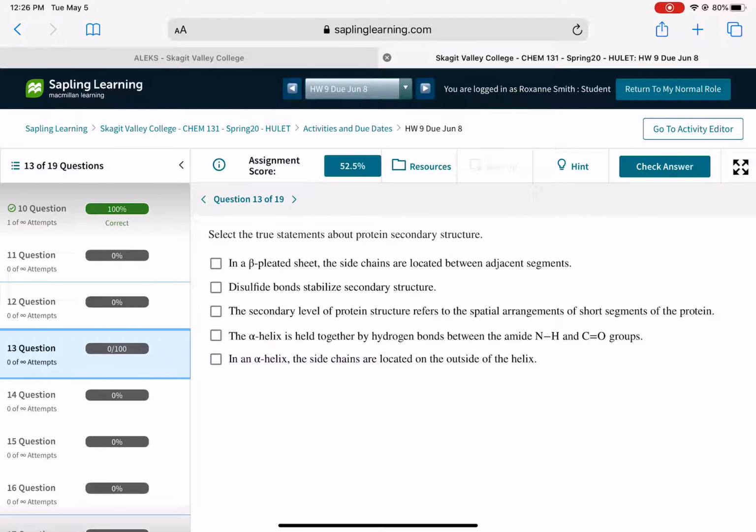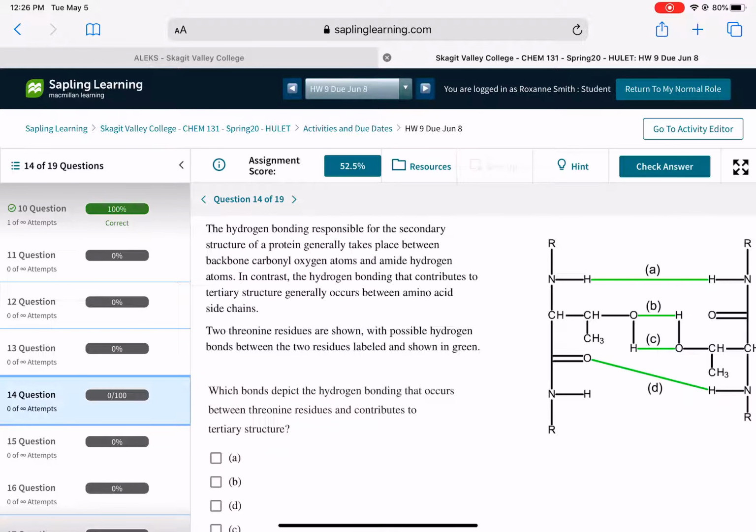Protein secondary structure. So this is asking you questions about the alpha helixes and the beta pleated sheets. And this is specific to the secondary structure. So don't be tricked by questions or possible answers about disulfide bonds that don't exist in the secondary structure. Stop. That's not an option. So you're looking at things that make sense for the secondary structure, the alpha helixes and the beta pleated sheets.